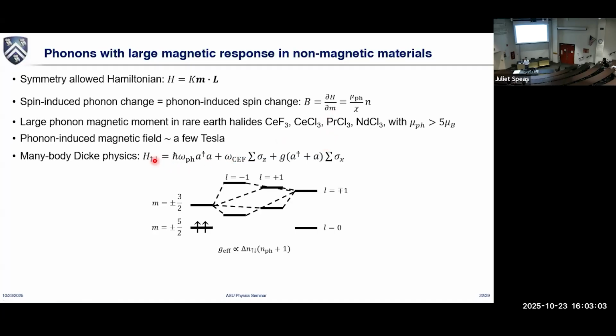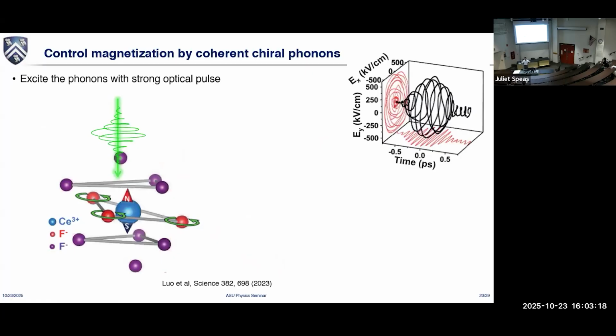So this Hamiltonian is called Dicke physics. It has a lot of very interesting properties that we can potentially engineer if we can control the phonon population. So in this case, we set out to control the phonon population. And the way to control these phonons is very simple. Because we want the atoms to rotate, right? Then you would need a field that also rotates at the same frequency as these atoms.